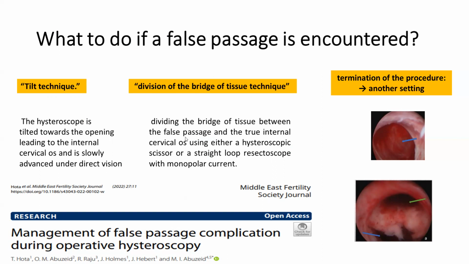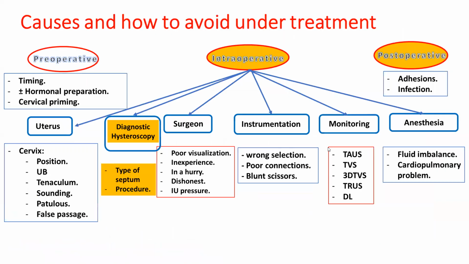Or sometimes you can cut the bridge between the false passage and the normal internal os to widen this area and to have access. And if it is not possible to do this and you cannot access the endometrial cavity properly, you have to stop your technique and you have to allocate another setting. And this is not shame. The shame is to make complications in such a case.